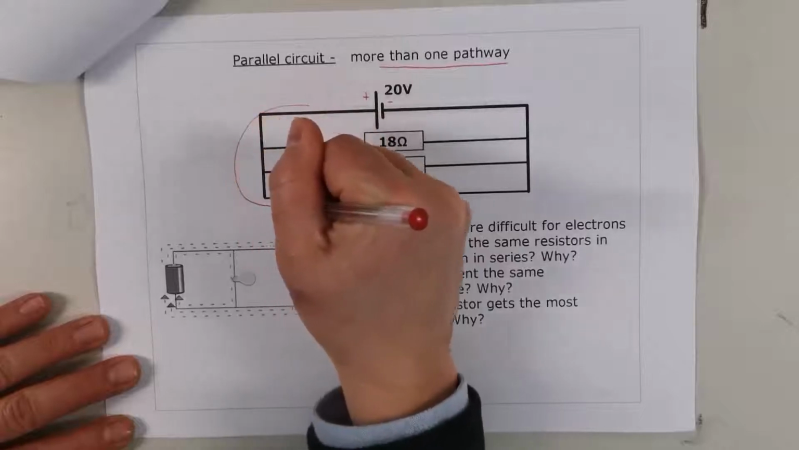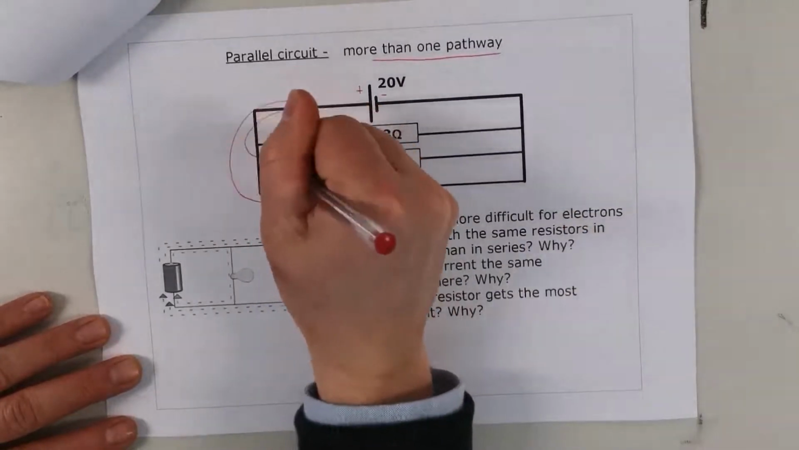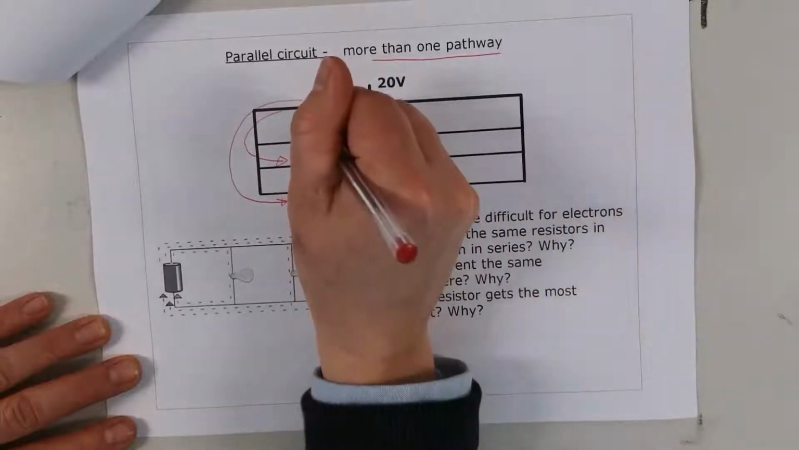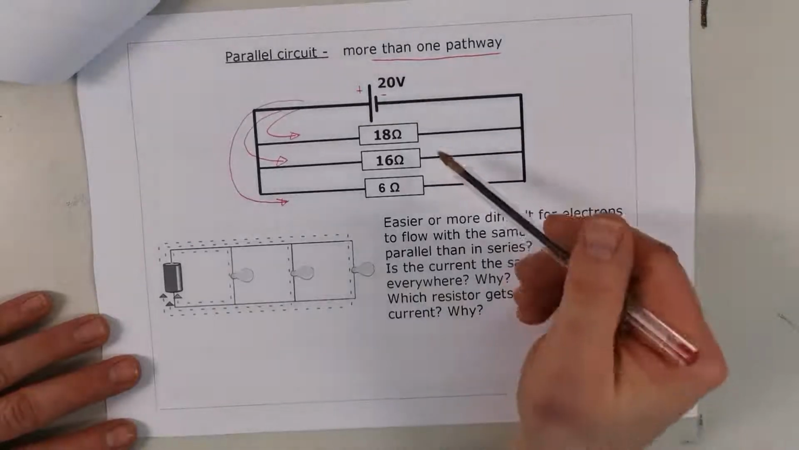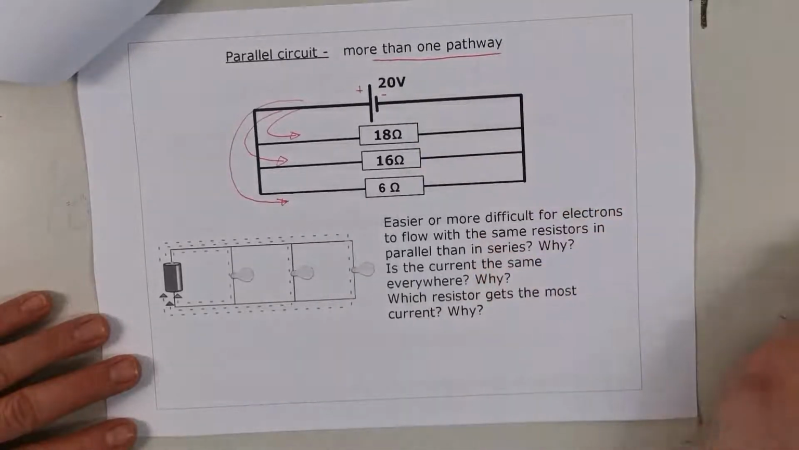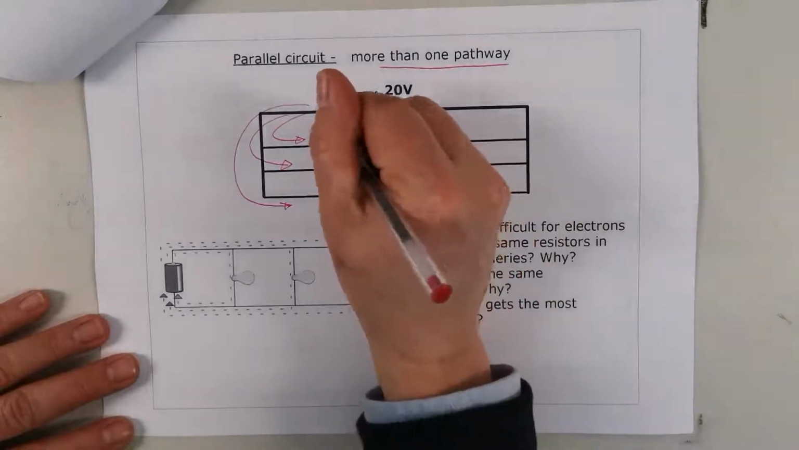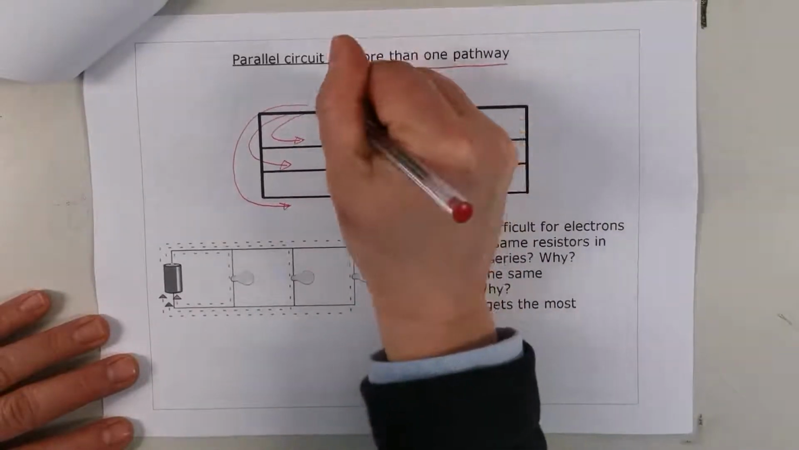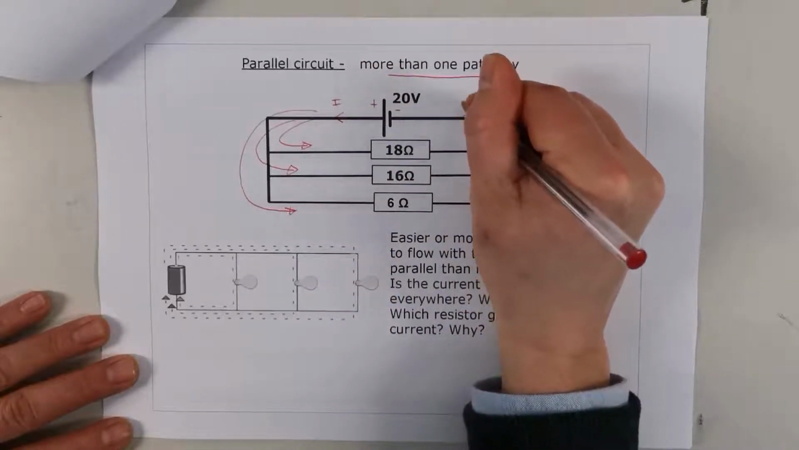I can see now some of the electrons are going to go around this way to the 6 ohm resistor. Some of them will go through 16. Some of them will go through, because here we've got the same resistances, but they're connected in a parallel configuration. So I've got current here, and comes all the way round and comes back into here.